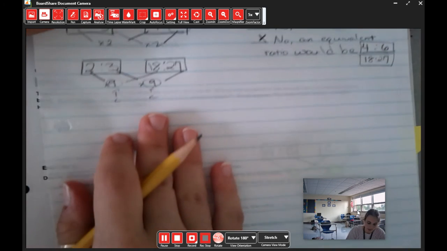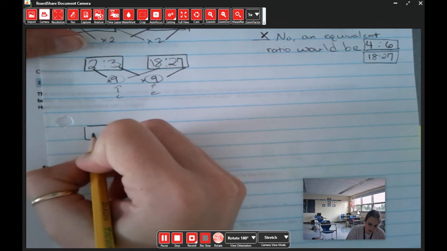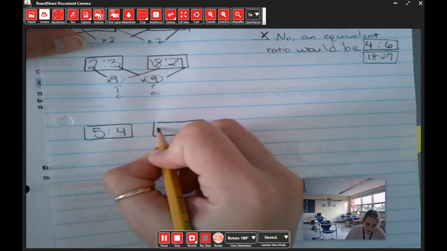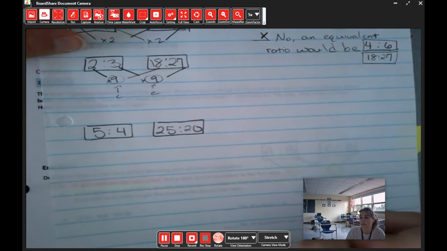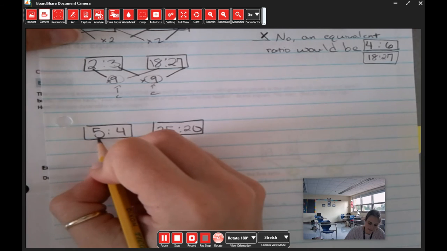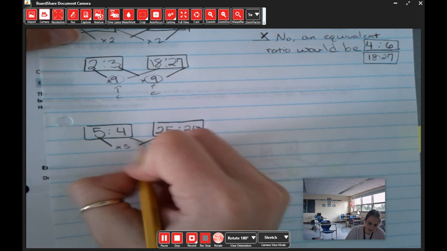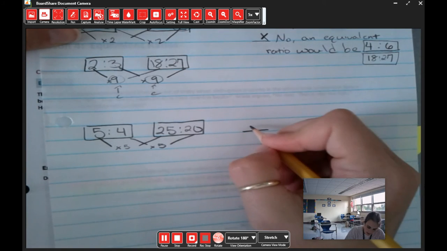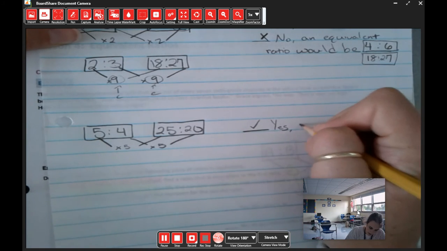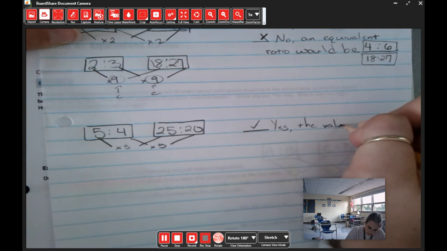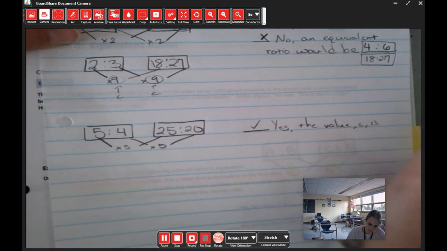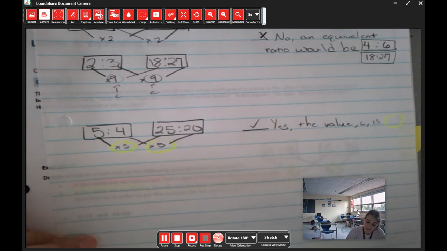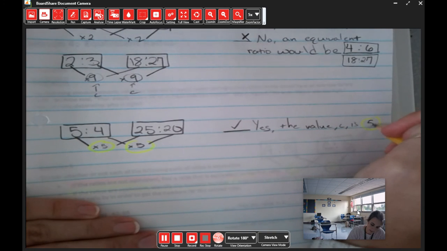Let's try another one. What if I had started with the ratio 5 to 4 and the ratio 25 to 20? Well, let's think. 5 times 5 is 25, and 4 times 5, oh, that does give me 20. In which case, yes, they are equivalent, and the value C is 5. C is what I am multiplying both numbers by.